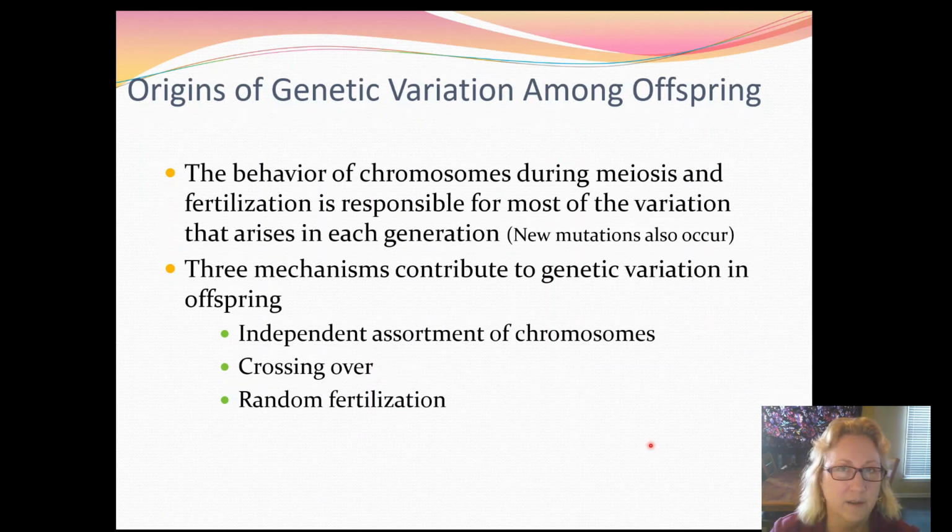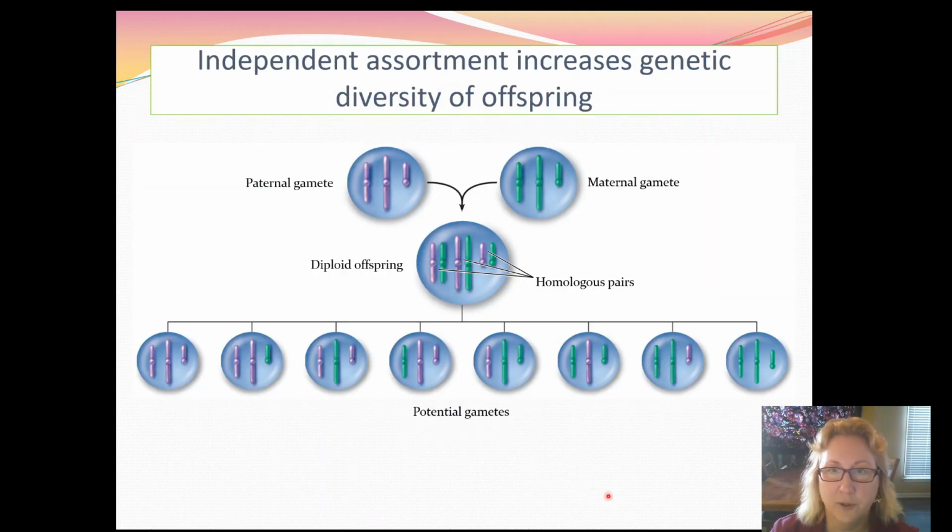Crossing over, that's when 2 non-sister chromatids for a pair of homologous chromosomes exchange parts of their DNA, creating new chromatids that did not exist in either of the parental generations. And then we also have random fertilization, which we know fertilization isn't entirely random, but when you have 2 different parents, every offspring is going to have 2 different assortments of chromatids from the 2 parents in a sexually reproducing species.